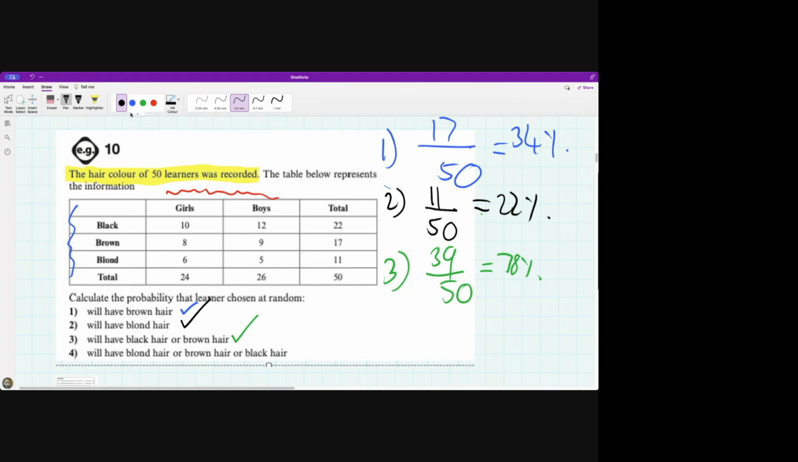Okay, what about number 4? We'll have blonde hair or brown hair or black hair. What's that going to be?